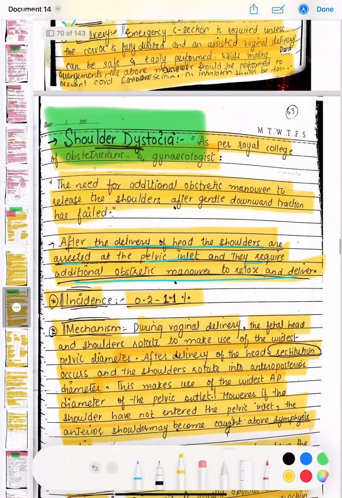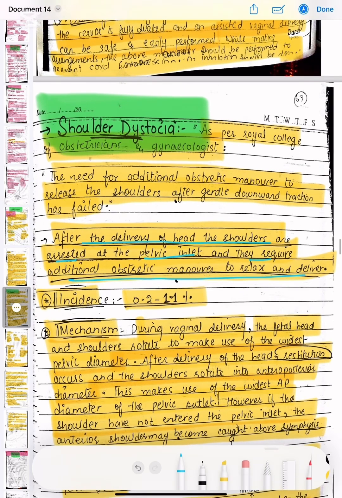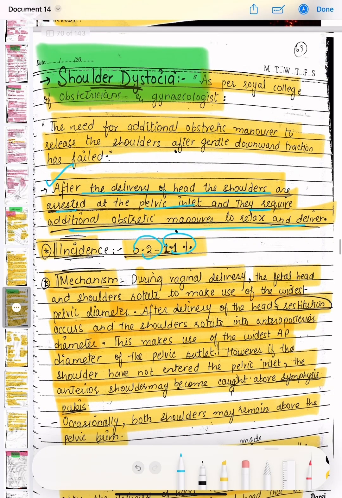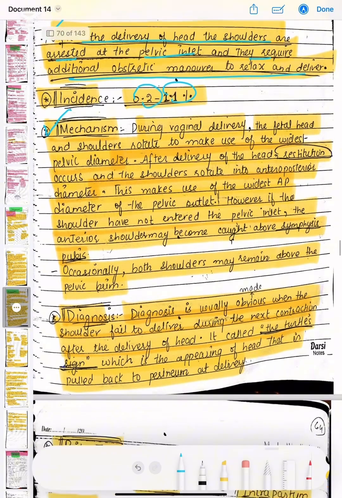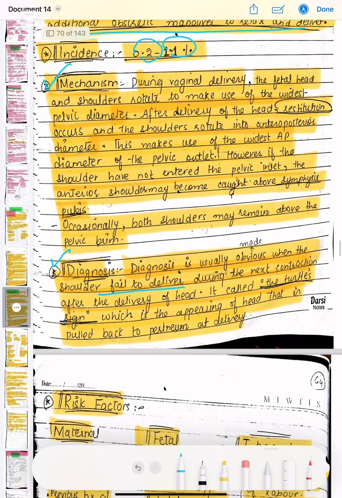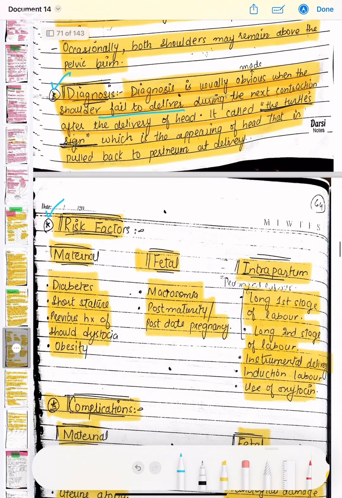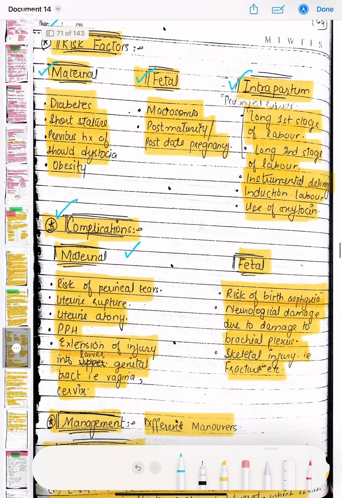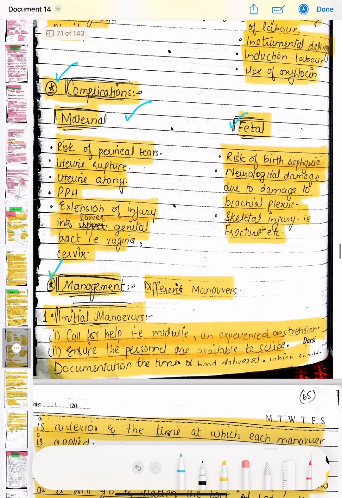So we have discussed the topic of shoulder dystocia, in which we discussed that it is the delivery of the head, after which the shoulders are arrested at the pelvic inlet and require additional obstetric maneuvers to release and deliver. So this is shoulder dystocia and this is its incidence. This is the mechanism. And the diagnosis of shoulder dystocia is obvious when the shoulders fail to deliver during the next contraction after the delivery of the head. The risk factors are maternal, fetal, and intrapartum risk factors. Then we discussed the complications, which are both maternal and fetal. Then we discussed the management options, which are different maneuvers.